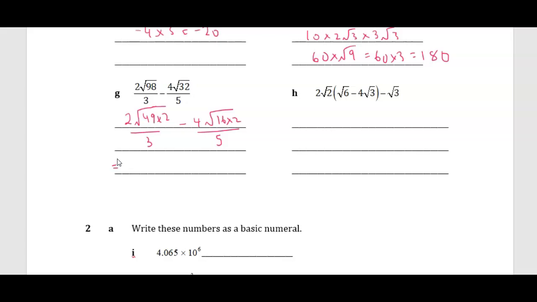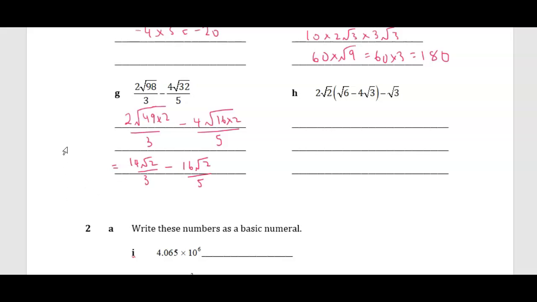Okay, square root of 49 is 7. So 7 times 2 is 14. So 14 root 2 over 3. Root 16 is 4, so 4 times 4 is 16. We've got 16 root 2 over 5.